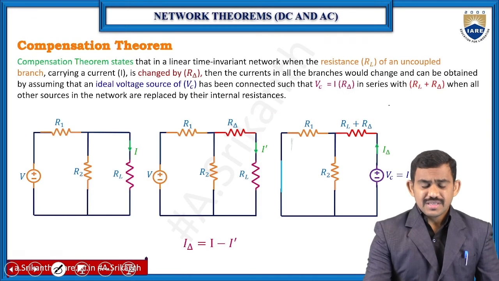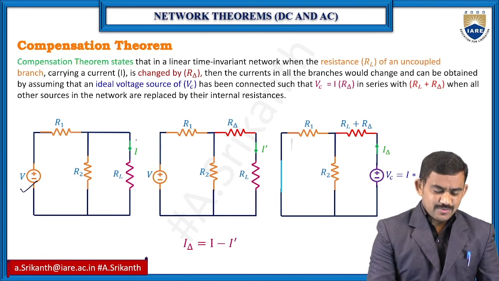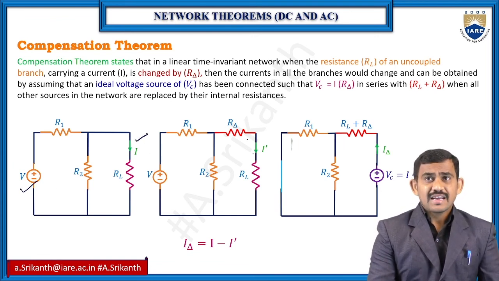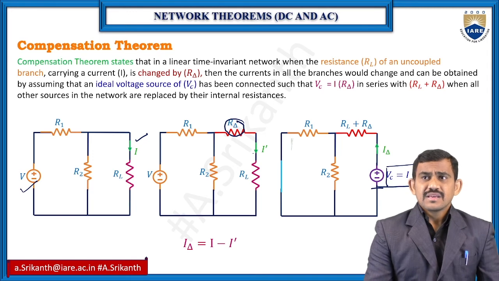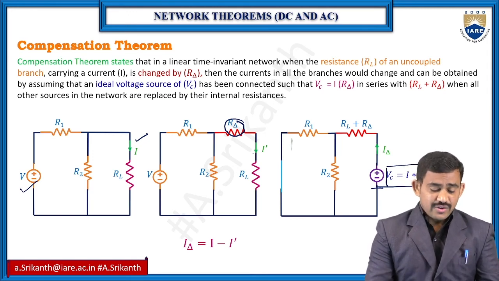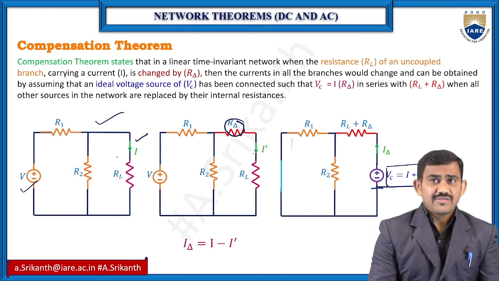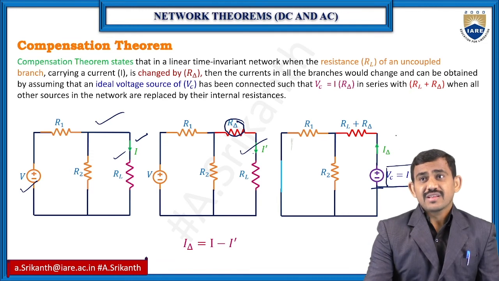So coming to the circuit, here I have a voltage source and here I have the response. Now here some delta value is increased. Now I will compensate some voltage at a particular place, so that is VC into your value. Okay. So if I want to prove this theorem, from this circuit find the I value, from this circuit find the I dash value, and from this circuit find the I delta value.